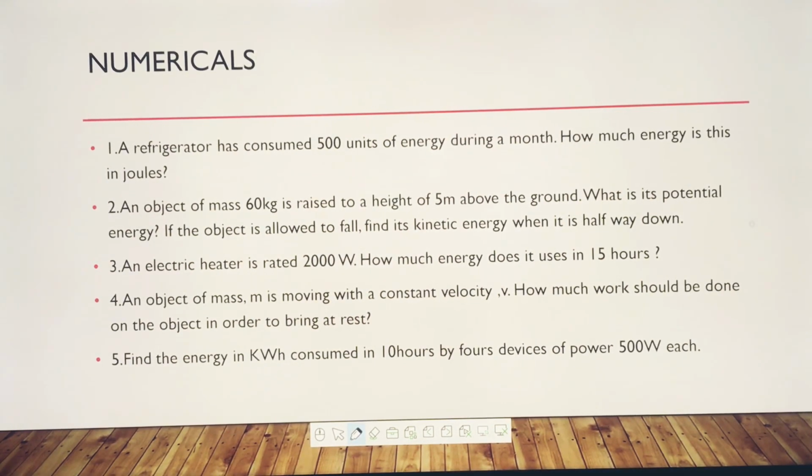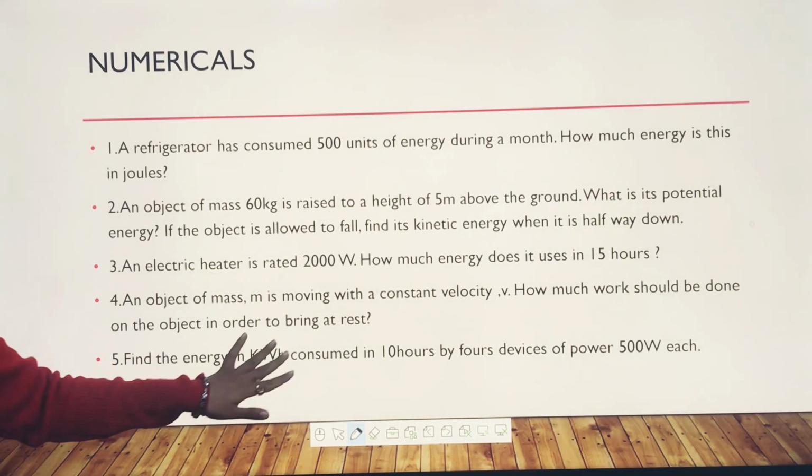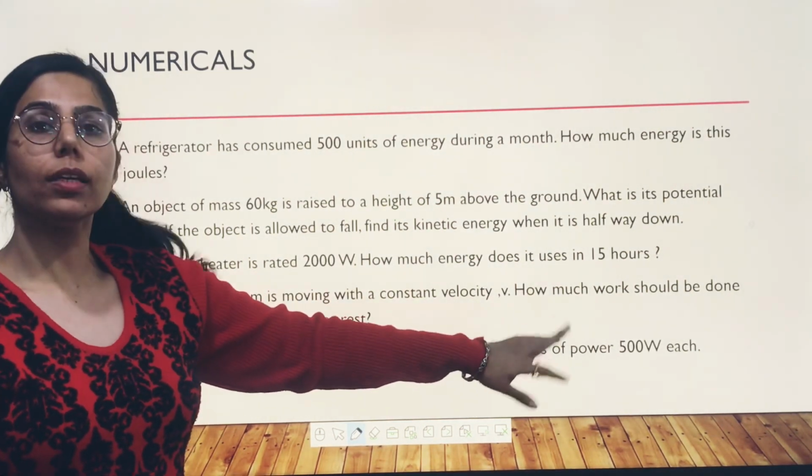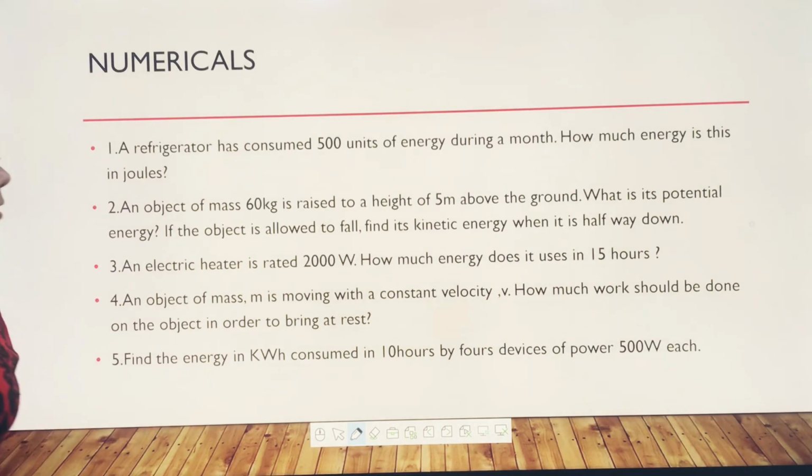Now let us move on to numerical number 4, that is an object of mass m. The object is of mass m and it is moving with the constant velocity v, and we need to calculate the work that should be done on the object to bring that object at rest. The mass m is provided to us and the constant velocity v is provided to us. So let us start with this numerical.